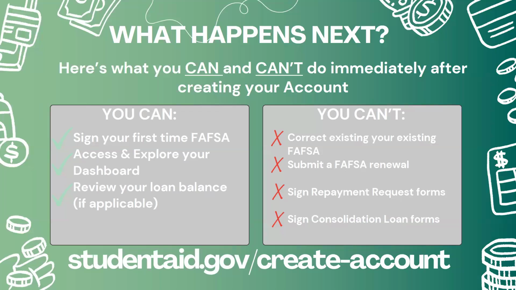You cannot correct your existing FAFSA information or submit a FAFSA renewal. You cannot take action on loan payments, consolidation, or other various request forms. However, while you wait the 1 to 3 days for account verification, you can sign your first time FAFSA, access and explore your FAFSA account dashboard, and review your loan balance if applicable.